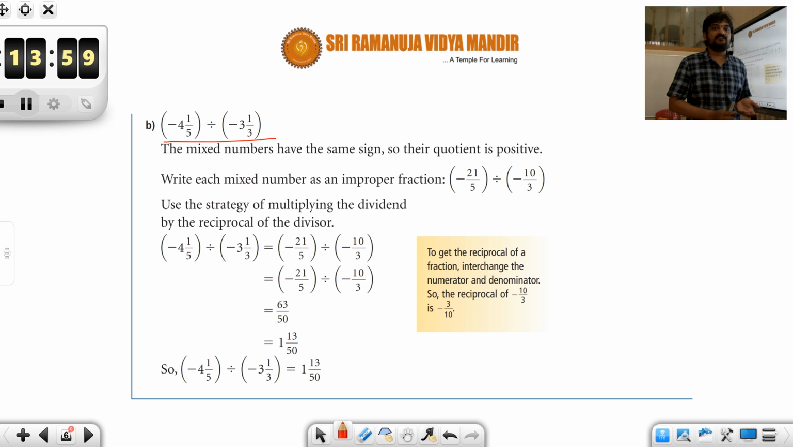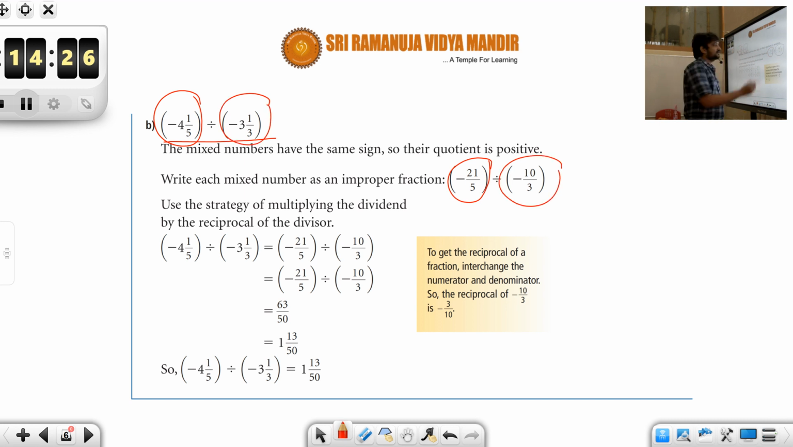Now, have a look at this. Can you convert minus 4 1 by 5 into an improper fraction? If you convert that, 4 1 by 5, we will write it as minus 21 by 5. And then what about the second one? Minus 3 1 by 3, we can write it as minus 10 by 3. Okay, students? So if you are done with this, then determine the sign. You are trying to divide a negative number by a negative number. So can you tell me what would be the sign? It is positive.